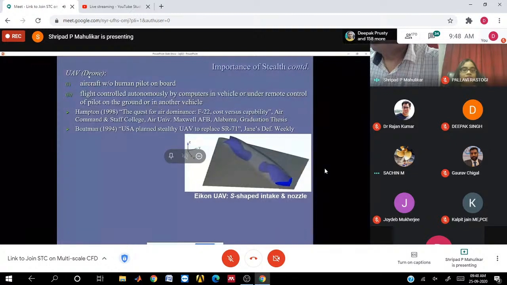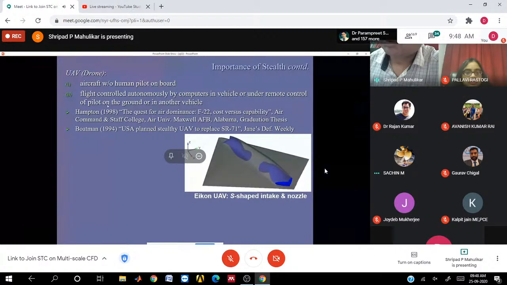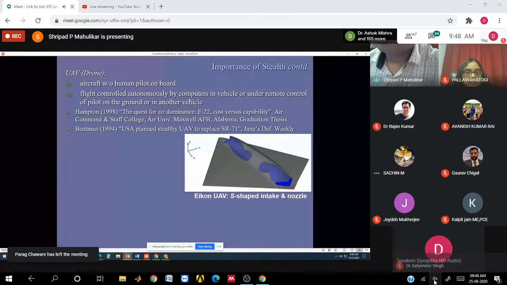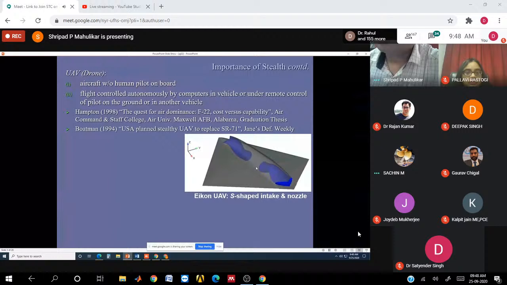So just a quick look at these. This is a sketch of a UAV and how stealth features are incorporated. UAV, unmanned aerial vehicle, also called drone. It is an aircraft without a human pilot on board, and the flight is controlled autonomously by computers in the vehicle or under remote control of a pilot on the ground or in another vehicle. And this is to illustrate how stealth features are incorporated in a UAV.